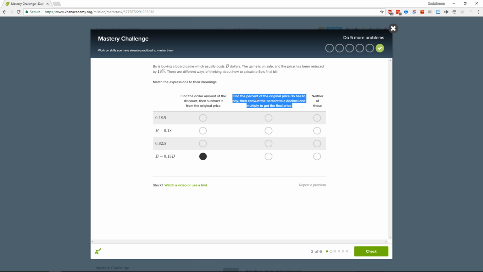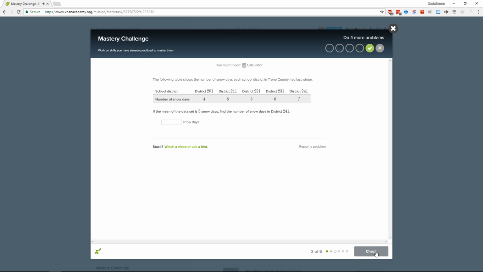Find the percent of the original price has to pay. It's like none of these. I don't know. Is it that? So it doesn't look like that one. Whatever.